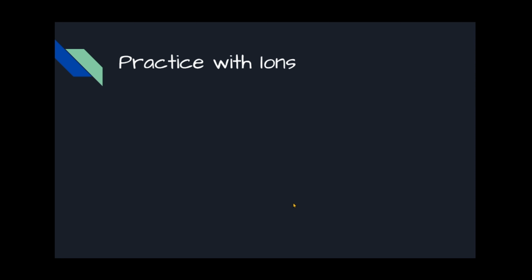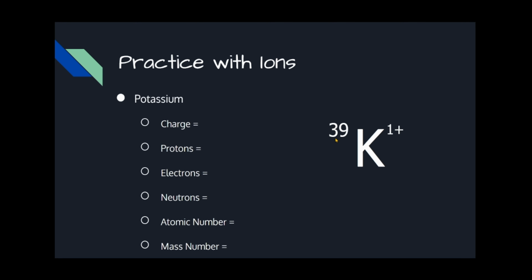All right, one more. Let's practice an ion now. So here I have the symbol for an ion. I know it's an ion because it has a charge. This one happens to have a charge of +1, or one positive charge. So that's the first one I'm going to fill in right here, the charge. It tells me right here, +1.